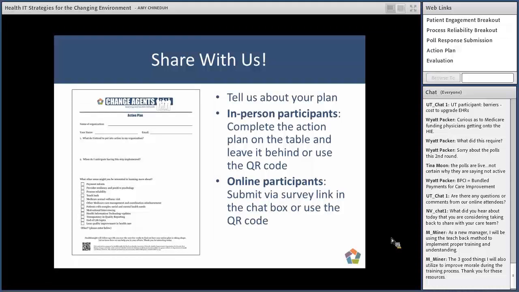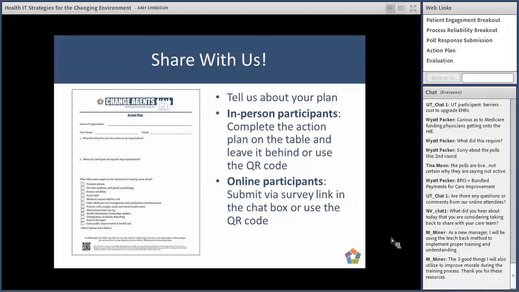We want to hear your plan of action. Please complete the action plan summary and tell us what you plan to implement. You should have a paper on your table in front of you that looks like this document. It says action plan at the top. Please share with us your thoughts, your ideas.